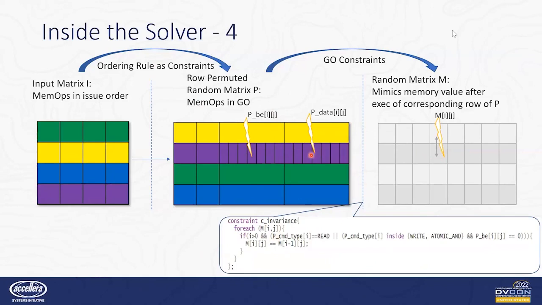The final constraint says that if row I of P is a read, then the data at this row I and I minus 1 will not change. Similarly, if row I of P is a write and certain bytes J have byte-enable holes, then for those bytes the data won't change across the consecutive rows.